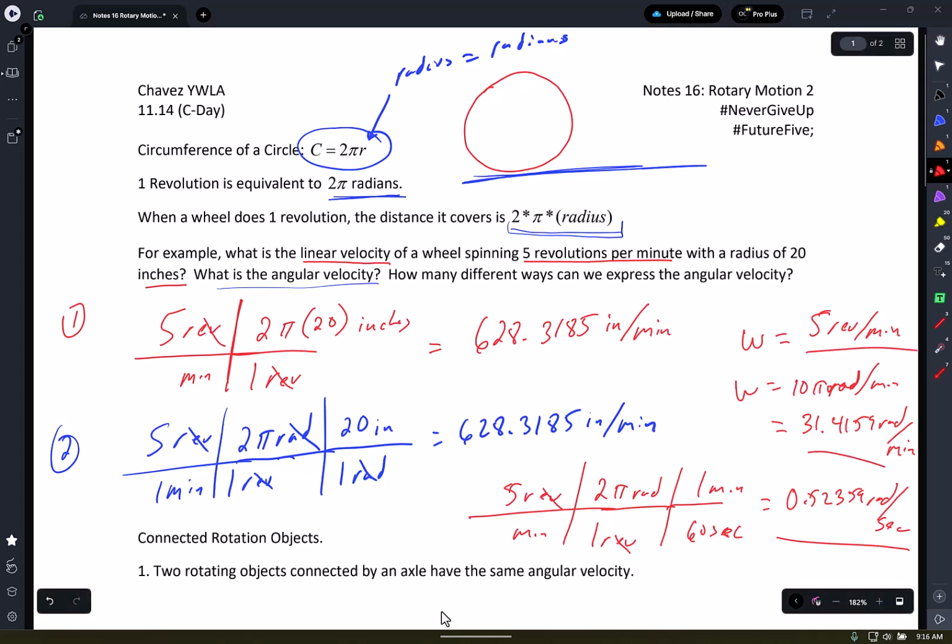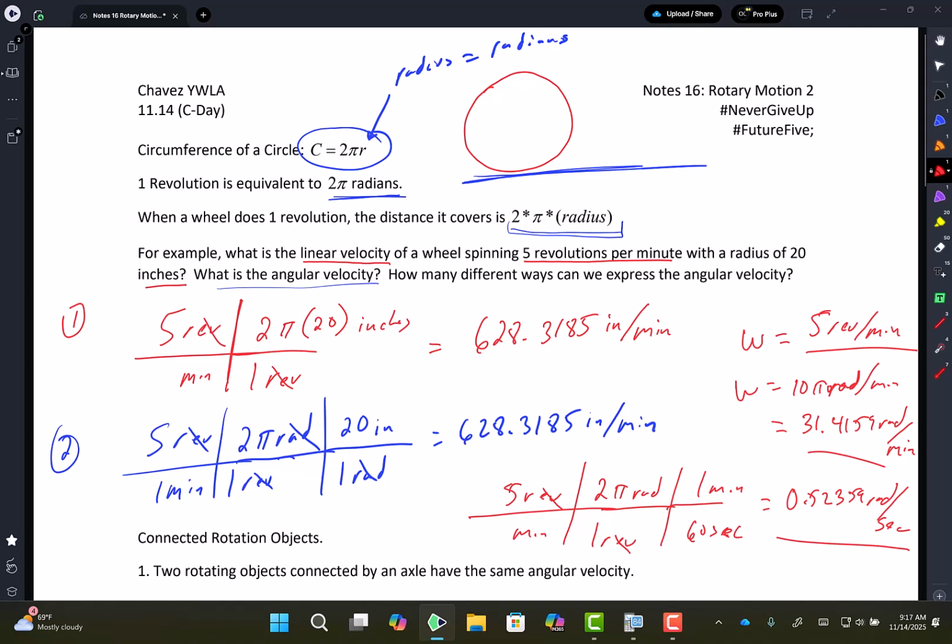So look at all the different ways. I don't want to say there's an infinite amount of ways, but if they don't tell you what units to use, angular velocity is just how fast something's rotating. So as long as it's degrees, heck, I could have put it in degrees if I wanted to. Degrees per second, degrees per minute, degrees per hour, radians per second, radians per minute, radians per hour, revolutions per second, revolutions per minute, revolutions per hour. So many ways. Cool or not cool?